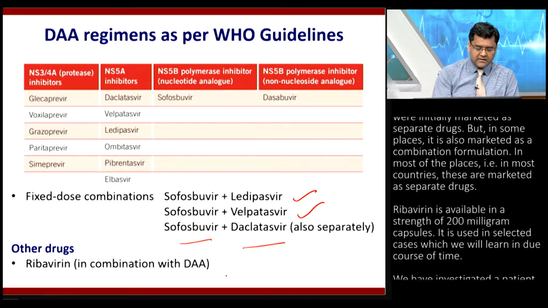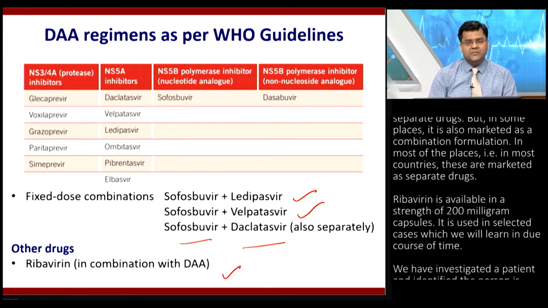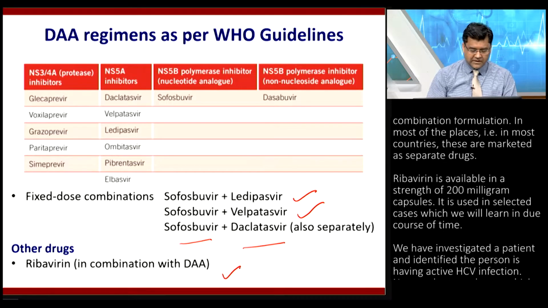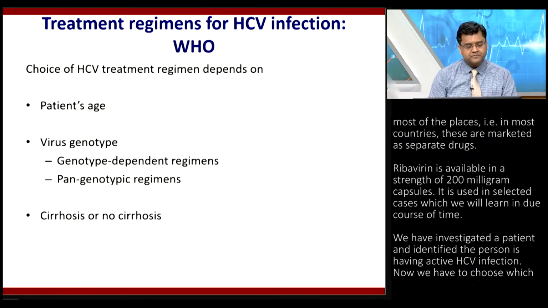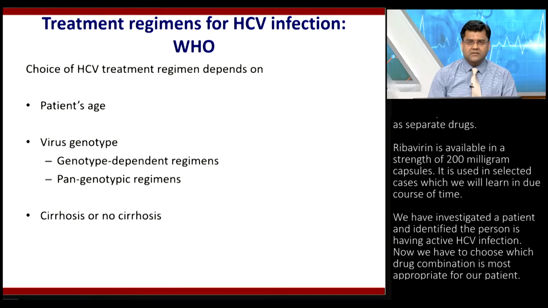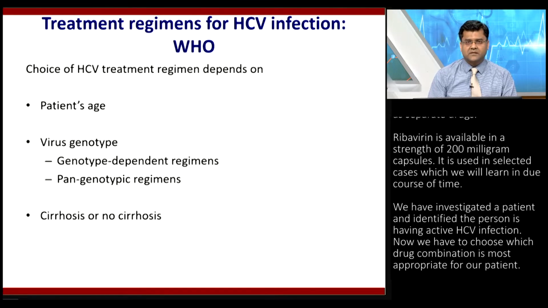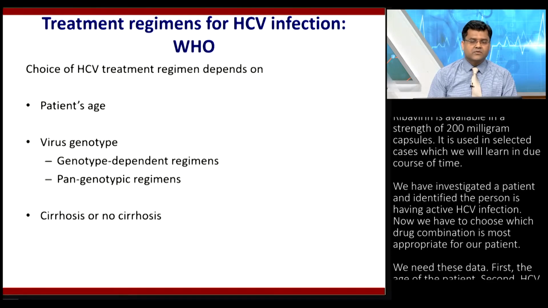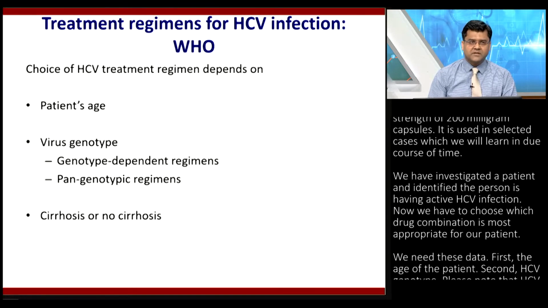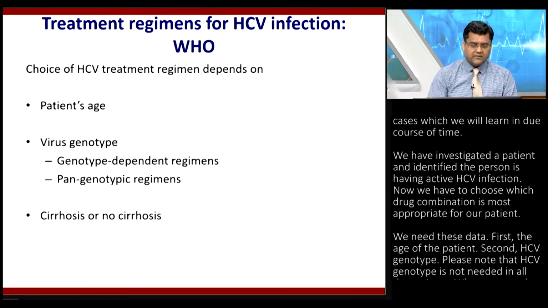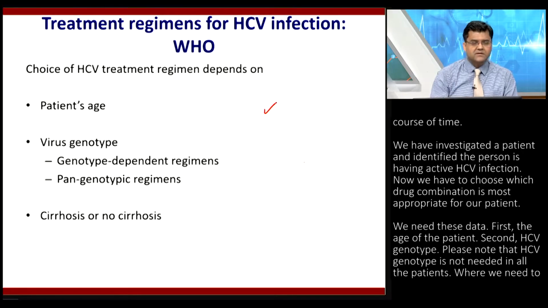Ribavirin is available in a strength of 200 milligram capsule. It is used in selected cases, which we will learn in due course of time. We have investigated our patient and identified that the person is having active HCV infection. Now, we have to choose which drug combination is most appropriate for our patient. We need this data. First, the age of the patient.